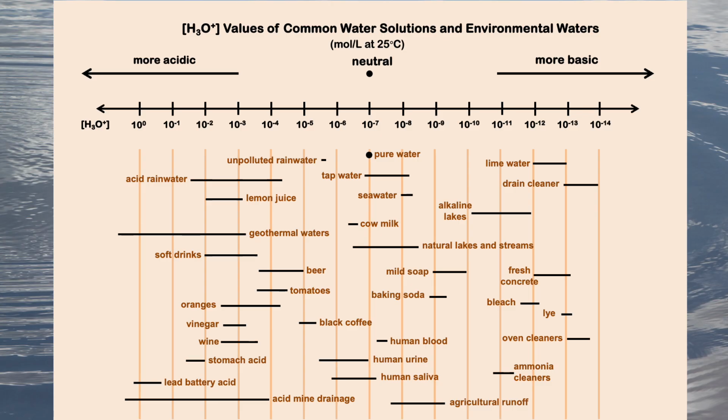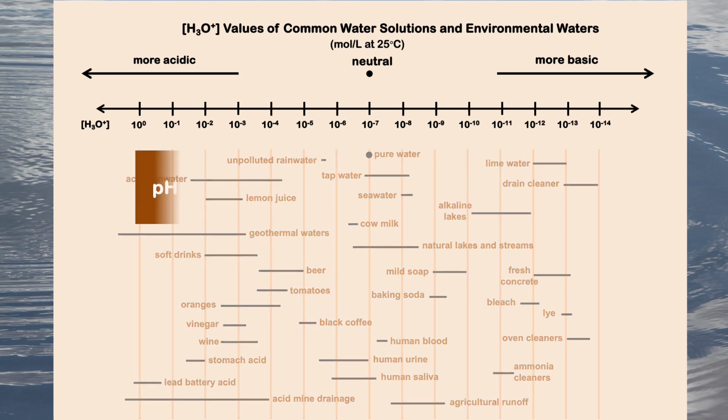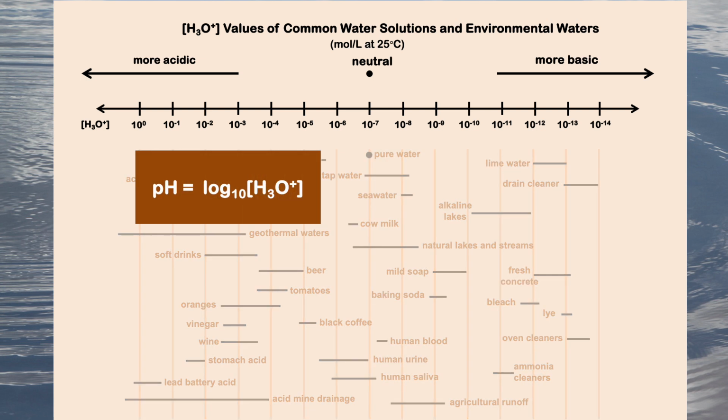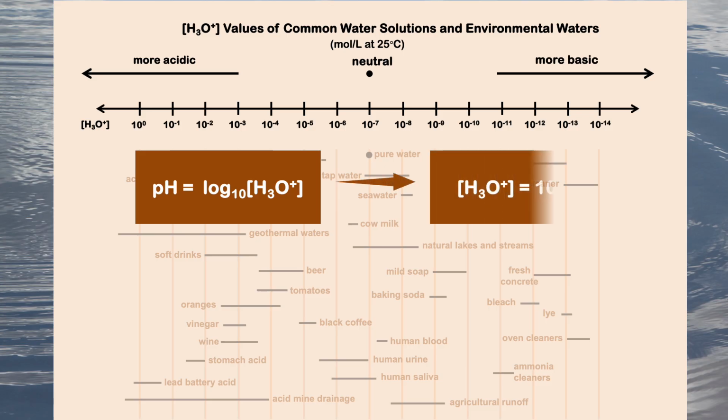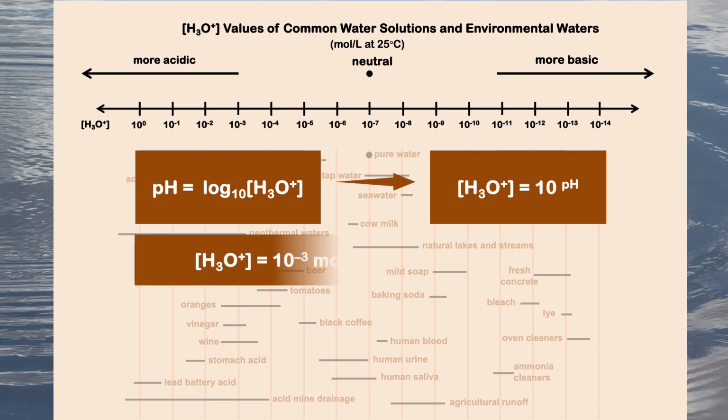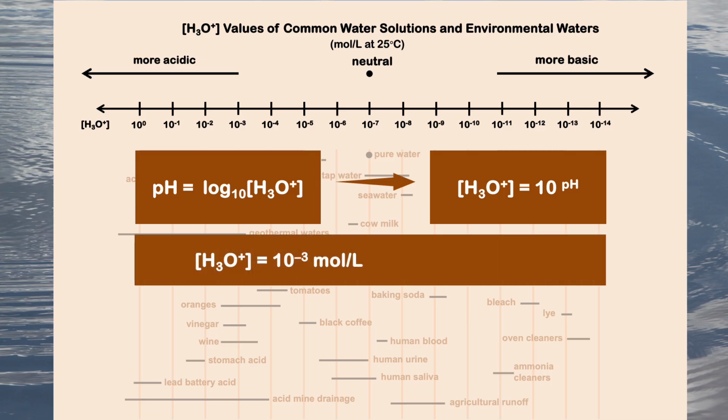The standard way to measure and plot a variable that spans such a large range is to use a logarithmic scaling factor. Making pH a logarithmic scaling factor for hydronium ion concentration means setting pH equal to the logarithm of the hydronium ion concentration, as in this equation, which rearranges to this more useful form. As an example, if the hydronium ion concentration equaled 10 to the minus 3 moles per liter, then pH would equal minus 3, the exponent of 10.